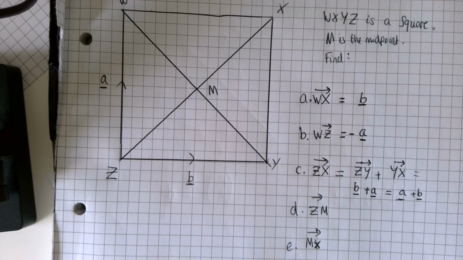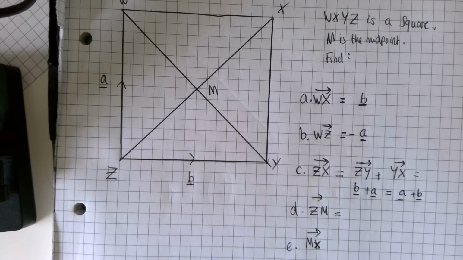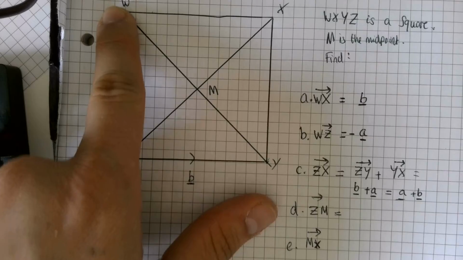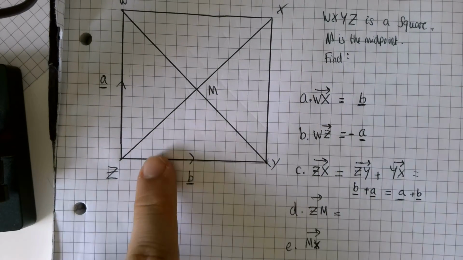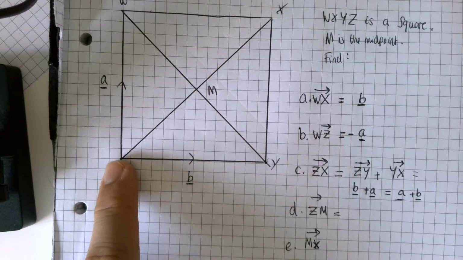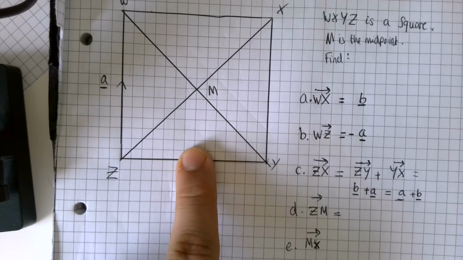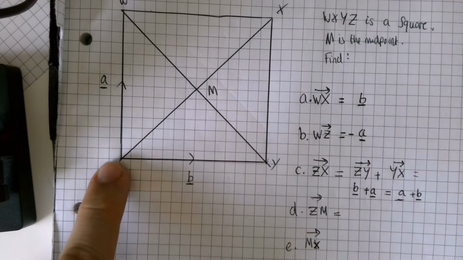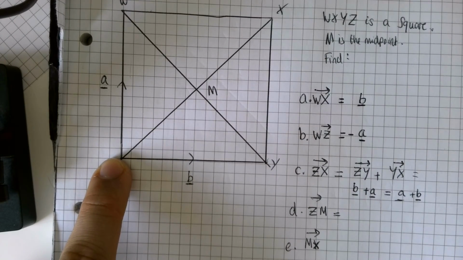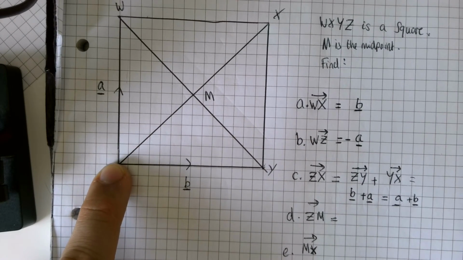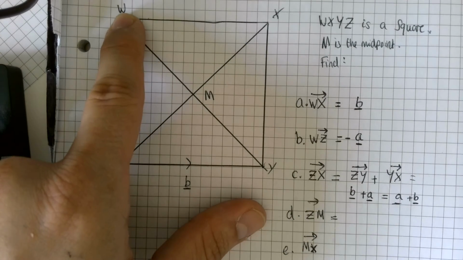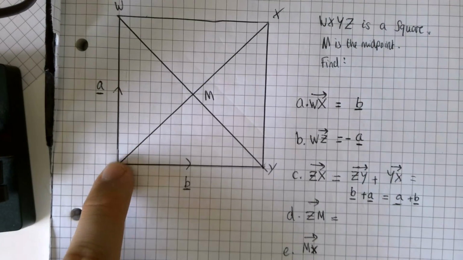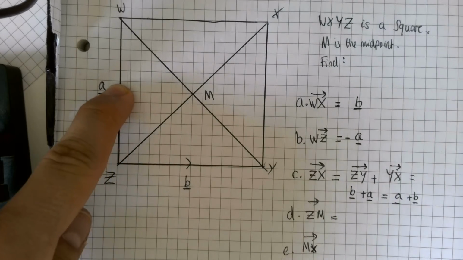Now Z to M. There's two ways I can think about this. The first way is to think about it in terms of the only two vectors that we were given. So it's the midpoint. So I know it's going to be halfway across the square, and it's also going to be halfway up the square. And I'm starting at Z. So if the vector A takes me from Z to W, half of vector A will take me halfway from Z to W.